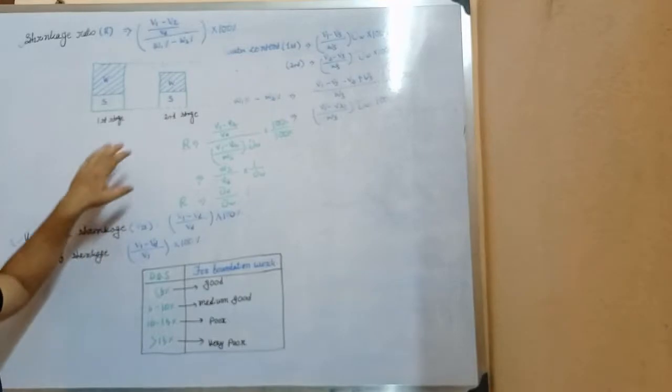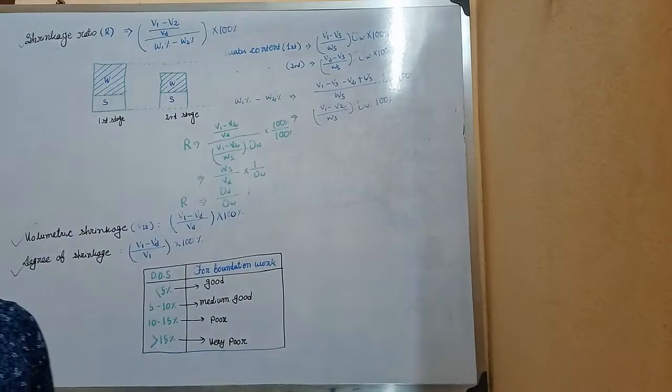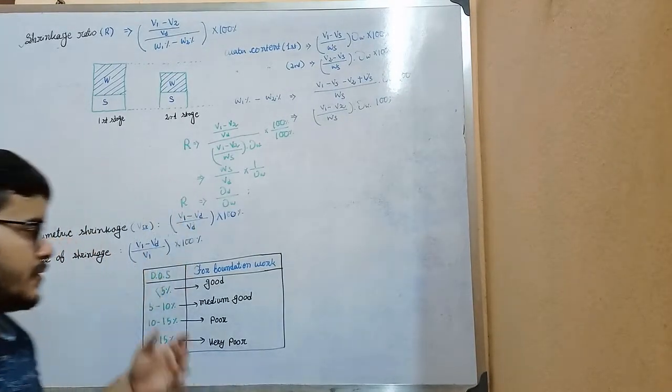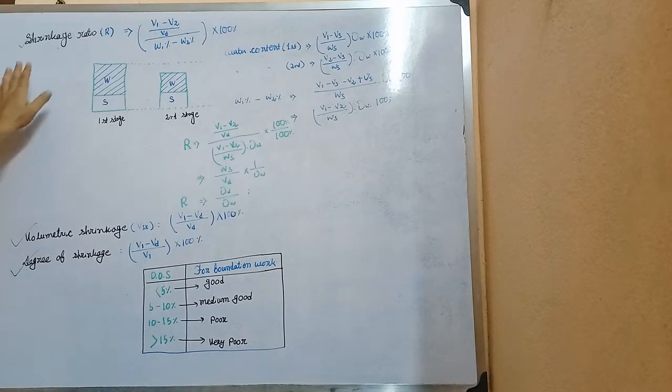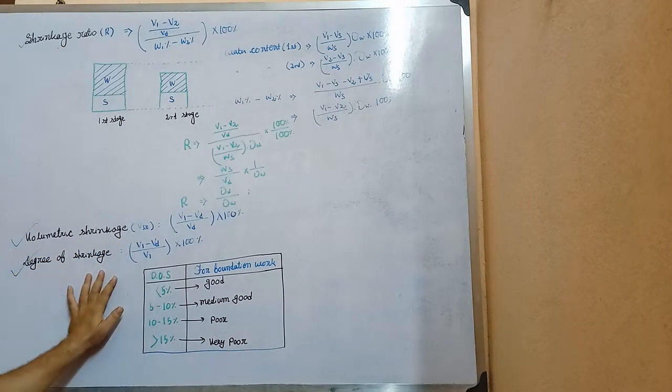Okay, and there is no conceptual part today. This is just the extension part of my last lecture, that is liquid limit, plastic limit and shrinkage limit. Okay, there are some definitions remaining, that is shrinkage ratio, volumetric shrinkage and degree of shrinkage.